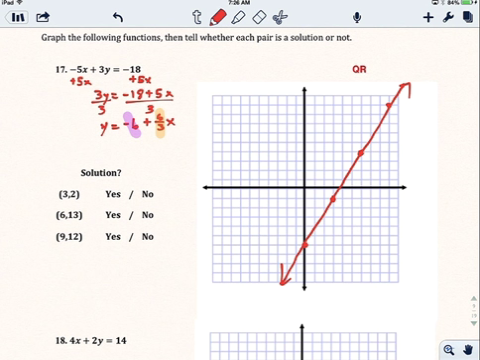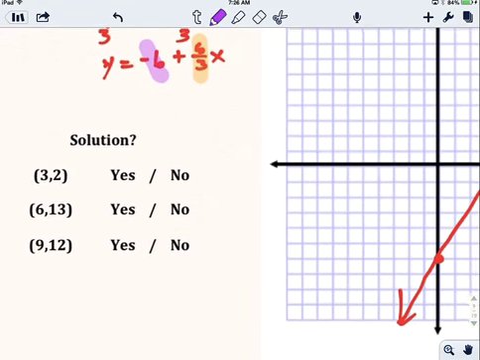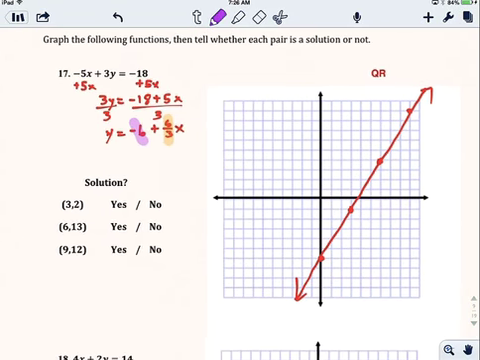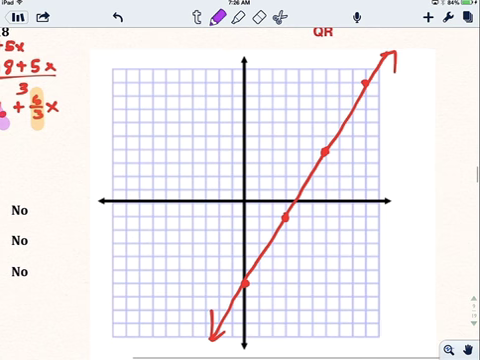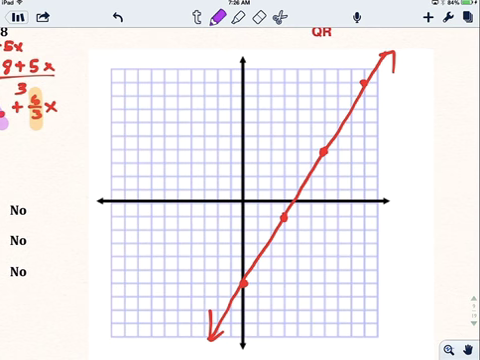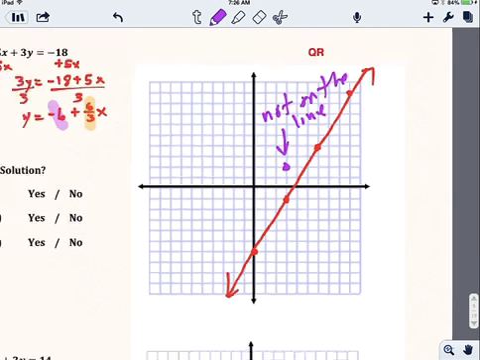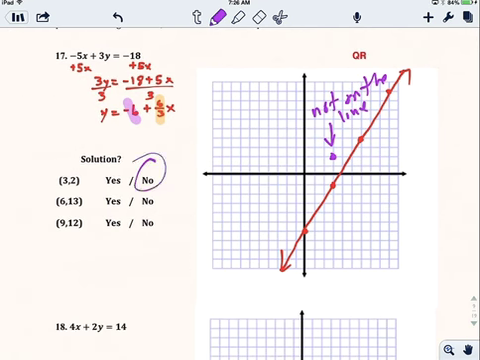Now that I have my graphing done, I'm going to check to see if these different things are solutions. The best way to do that, in my experience, once you have a graph, is just to graph the point and then check. Let's graph 3, 2. So over 3, up 2 is right there. What you will notice is it's not on the line, which means it's not a solution. The solutions are things that are on the line. So if it's not on the line, it's not a solution.